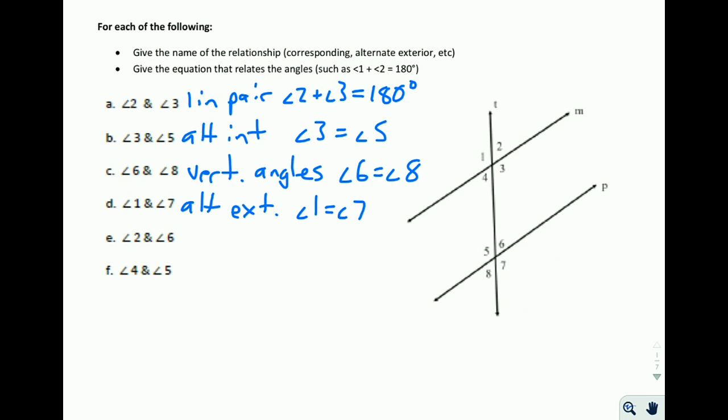E, we have angle 2 and angle 6 here. Those two angles are in the same spot, and they are in fact equal because they are corresponding angles. They're on the same side of the transversal, one's above, the other one's above, they're in the exact same spot. That's called corresponding.